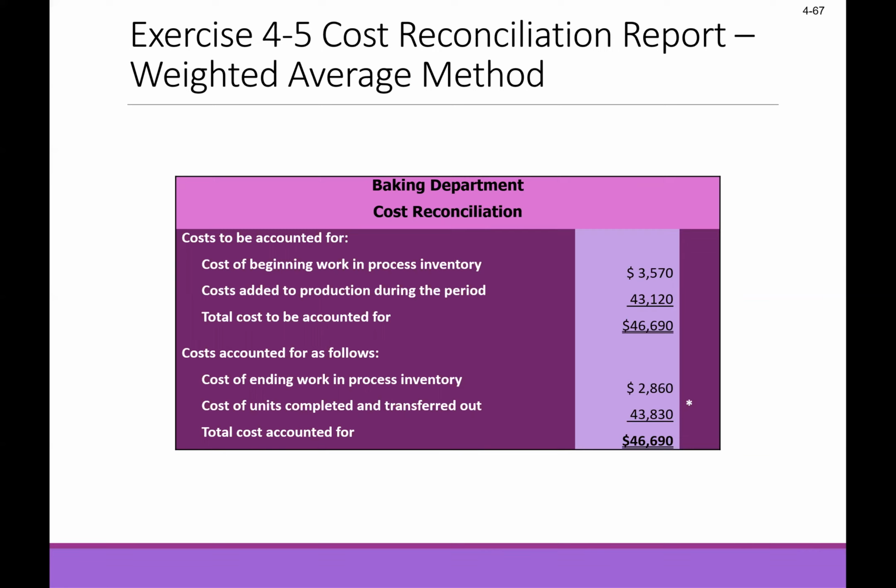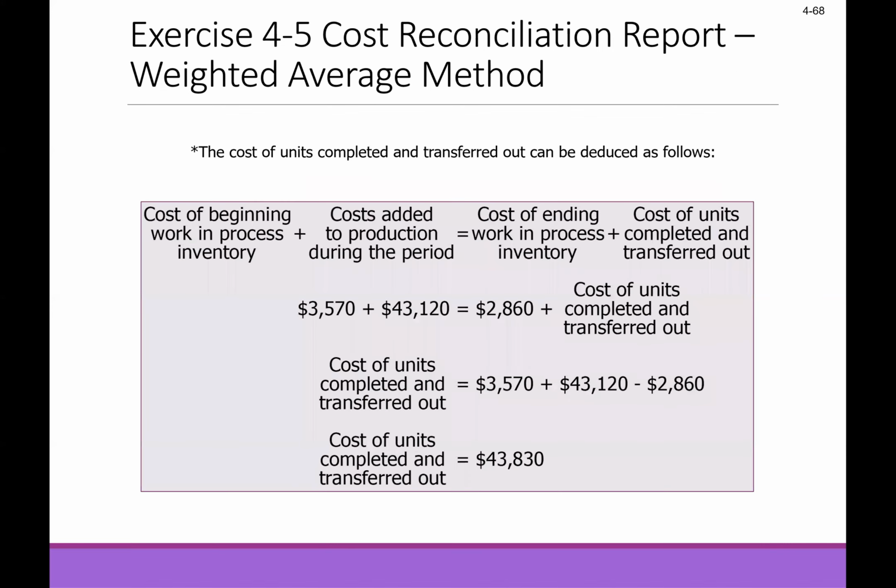Okay. So you see again, we start with the beginning work in process, and what's been added has to equal the ending, and the plug-in is going to be the cost of units completed and transferred out. So as long as you know everything else, you're going to be able to figure that out.